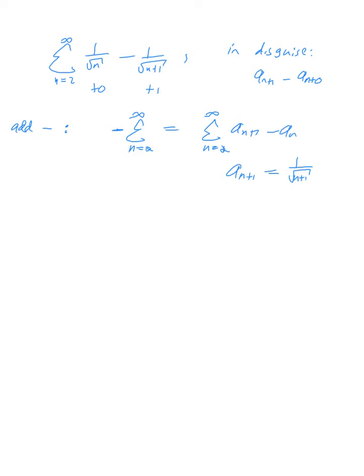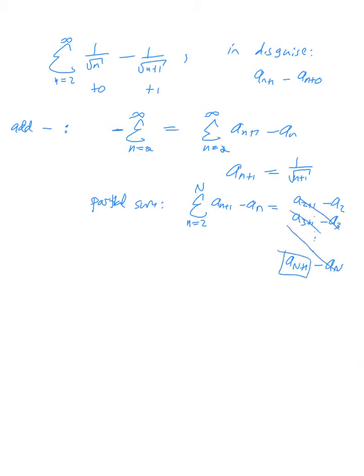So as before, the partial sum is going to look like n equals 2 to n. I'm just going to write out the first few terms. So it's a_3 minus a_2, a_4 minus a_3, and we go all the way up till a_{n+1} minus a_n. I'm going to cancel everything before except for the first and the last terms. So it's actually just equal to a_{n+1} minus a_2.